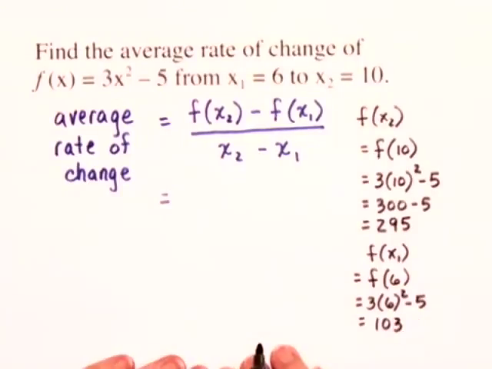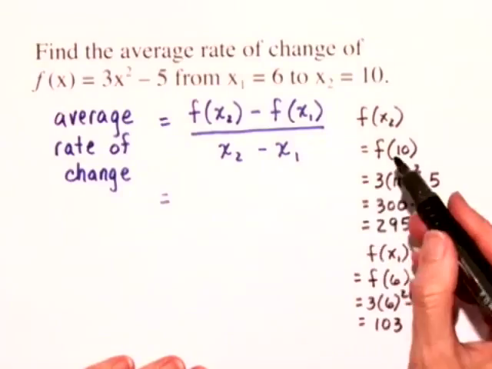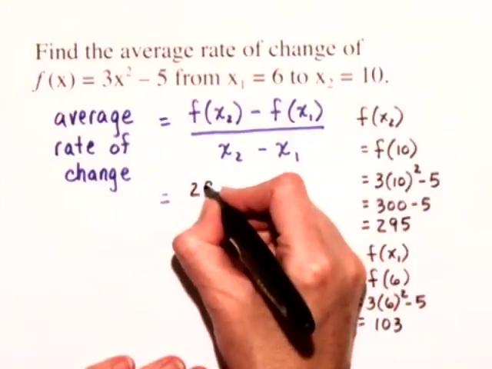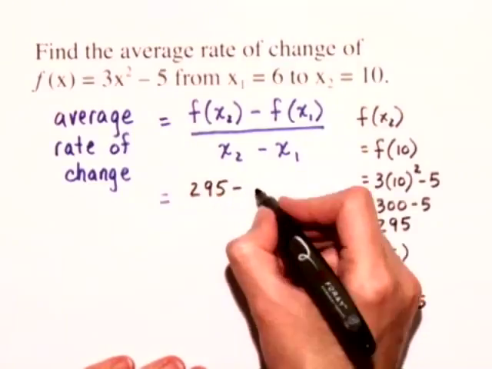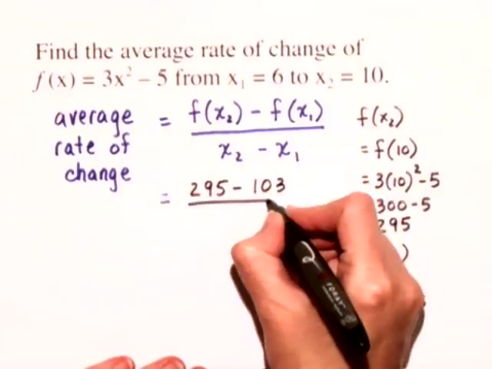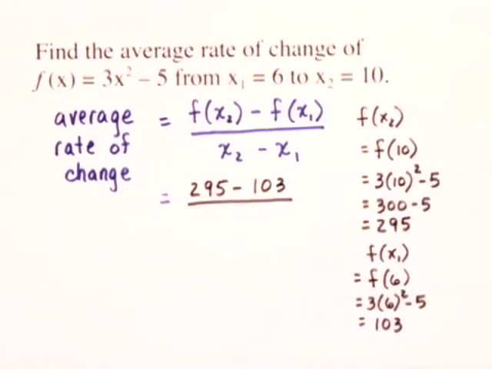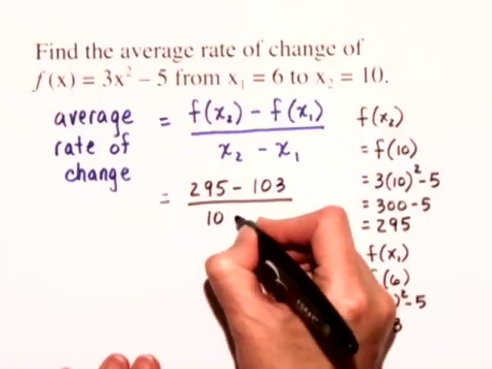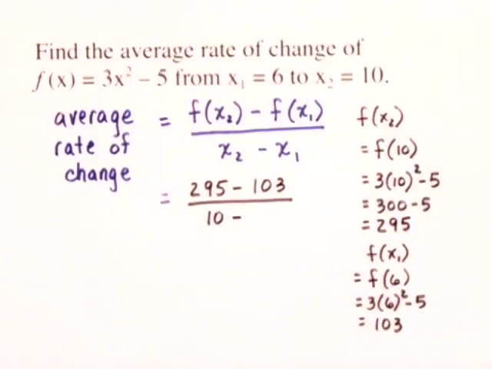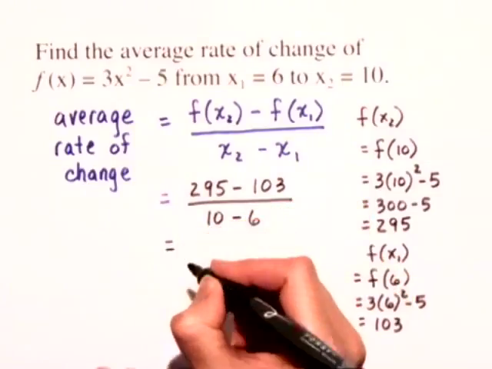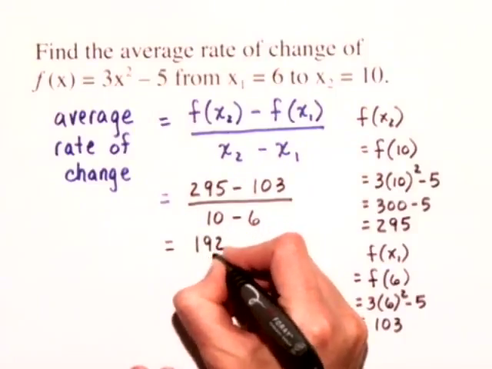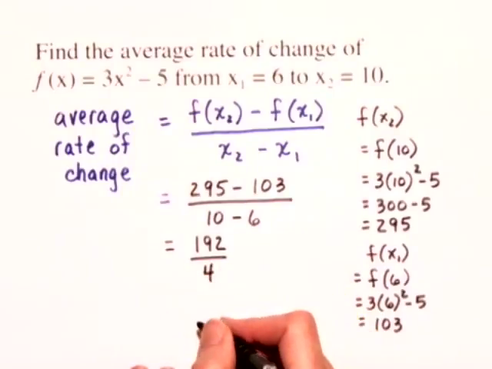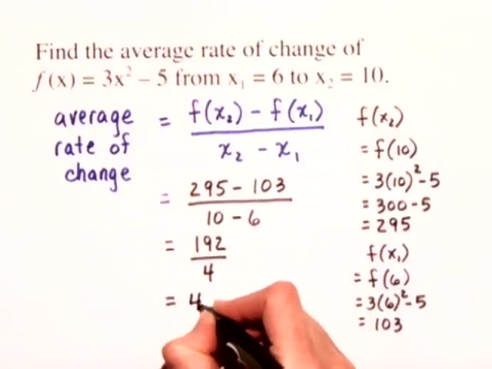So we'll substitute these values in now. F of x sub 2 we found out was 295 minus f of x sub 1 we just calculated was 103. Divided by x sub 2 was given as 10 minus x sub 1 was also given as 6. So we'll just simplify. 295 minus 103 equals 192 over 10 minus 6 is 4. If we do the division, we get 48.